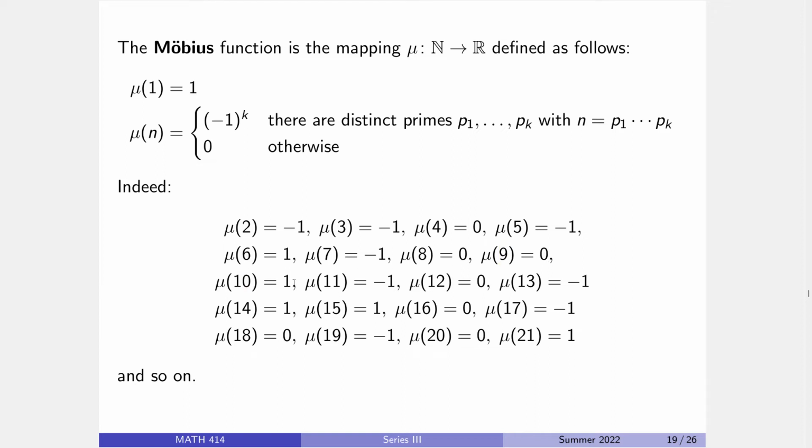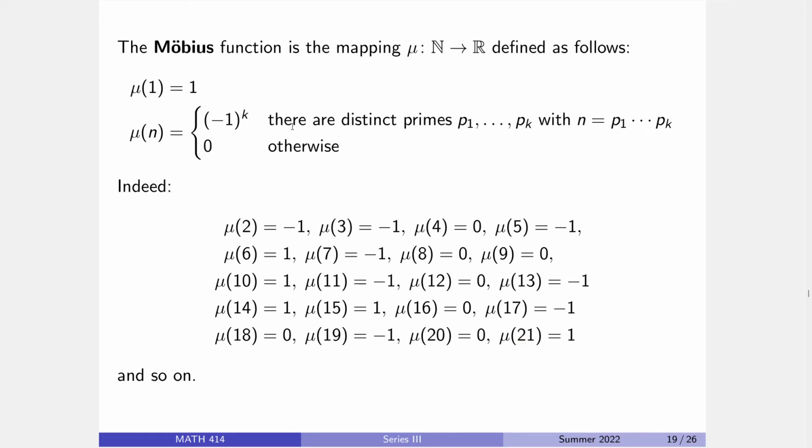9 is 3 squared, so it's equal to 0. 10 is 2 times 5, so it spits out 1. 11 is prime, so it's negative 1. 12 is 4 times 3, or 2 squared times 3, so it's 0. 13 is prime, so it's negative 1. 14 is 2 times 7, so it spits out 1. 15 is 3 times 5, so it spits out 1. 16, that's a 0. 17, prime, negative 1. 18, 2 times 9, so we spit out a 0. 19, prime, so we spit out negative 1. 20, 4 times 5, so there's a square, so we spit out 0. 21, 7 times 3, so we spit out 1. So on and so forth.